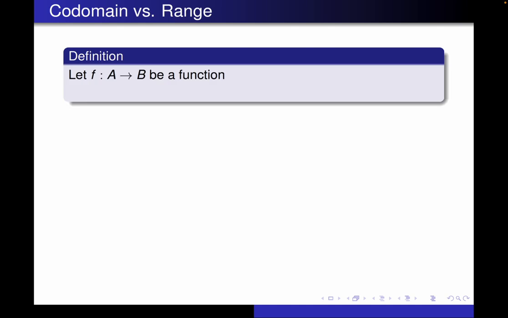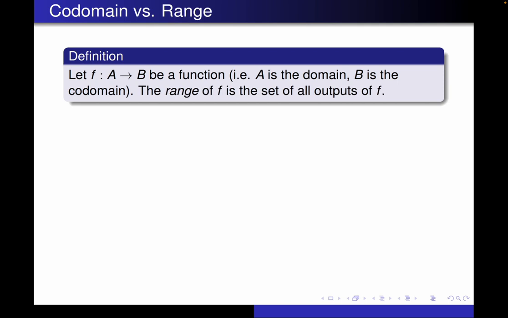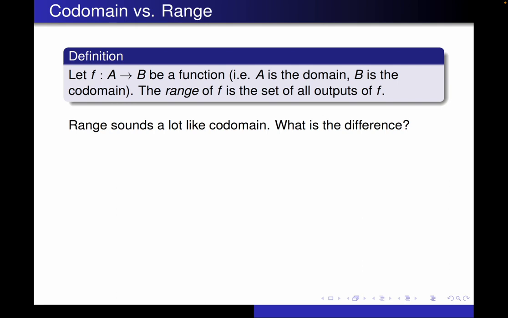So let's let f from A to B be a function, which means that A is the domain, the set of inputs. B is the codomain that describes what the outputs are like. The range of f is literally the set of all outputs of our function f. Now, as you may see, the wording for range and codomain are very similar. So range sounds a lot like codomain, but I'm going to describe to you why it is actually a little bit different. So what is the difference?